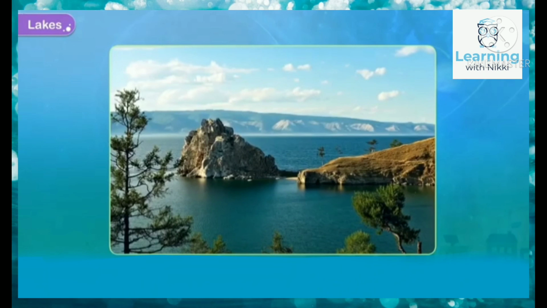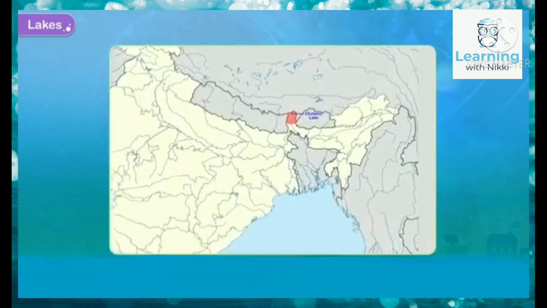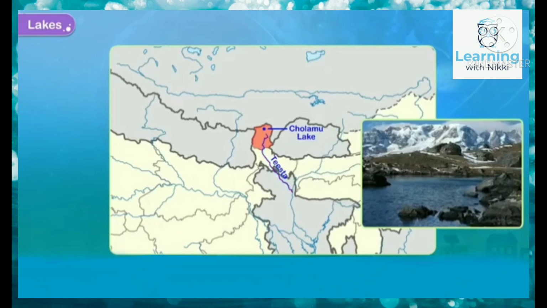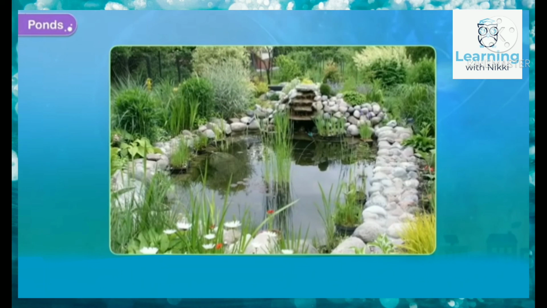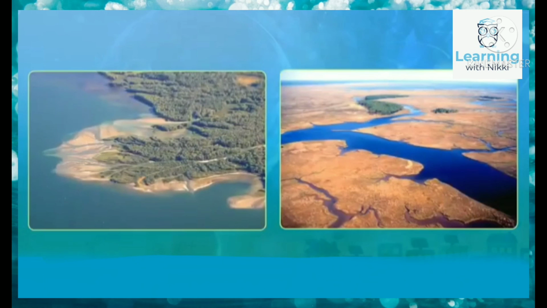The world's deepest lake is the Lake Baikal in Russia. Cholamu Lake of North Sikkim is the highest lake of India, situated a few kilometers away from China border. It is situated at 18,000 feet near the origin of the river Tista. Next is ponds. Ponds are water bodies smaller than lakes and fed by rains. When rivers carrying fresh water meet seas or ocean, it forms two landforms, deltas and estuaries.